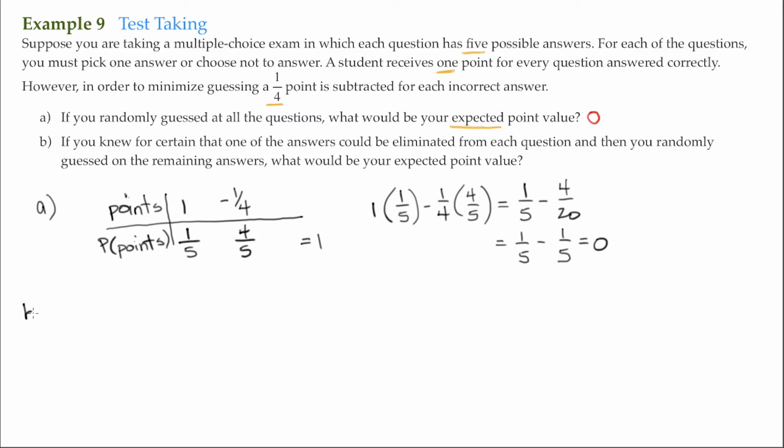So for B, it's the same idea. B says, if you knew for certain that one of the answers could be eliminated from each question, and then you randomly guessed on the remaining answers, what would be your expected point value? Again, here's our expected value here. So it's the same idea. We're looking for points. And then, of course, the probability of getting those points.